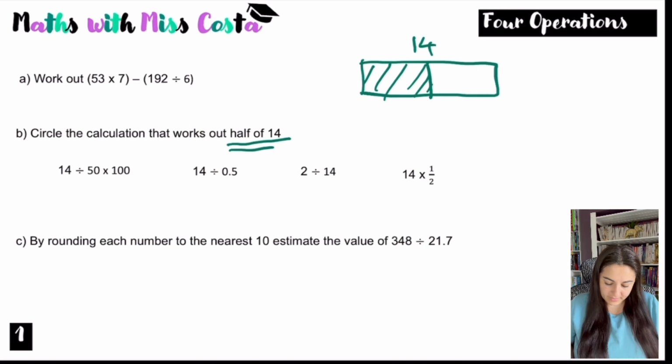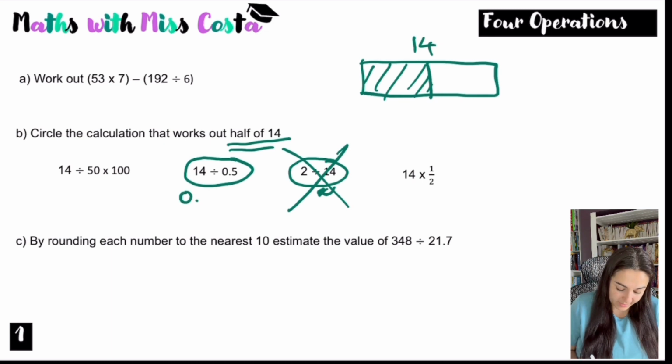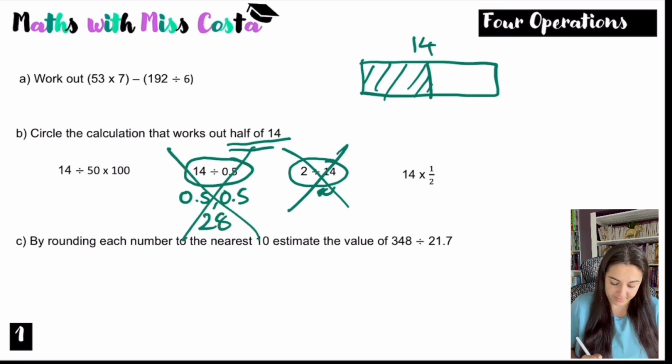Now, some of you might say, oh, yeah, I need to do 14 divided by 2. So you might be like, oh, this looks like it could work. But no, that is saying 2 divided by 14. It's saying how many 14s fit into 2, whereas you want to know how many 2s fit into 14. So that is not going to be an answer. 14 divided by 0.5, similarly, what that means is how many lots of 0.5 fit into 14. Now that's going to be 28, and that's definitely not our answer.